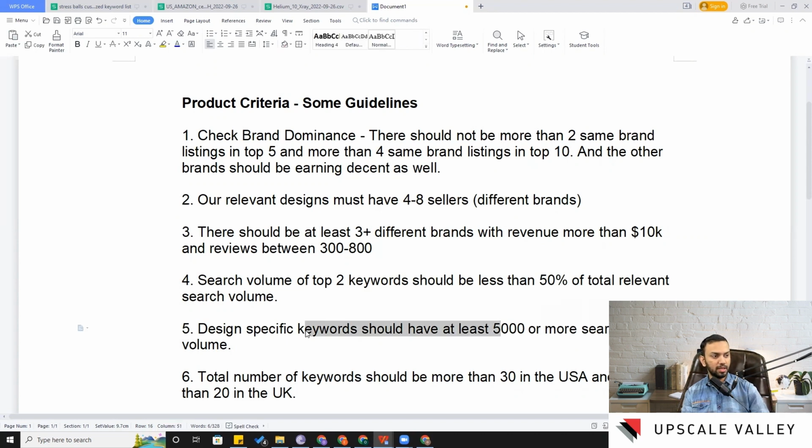So the design specific keywords should have at least 5,000 or more search volume. That's important because this is an exclusive set of keywords and exclusive search volume which you can grab, and you only have to compete with your similar design competitors rather than competing with maybe 1500 or 3000 or 4000 other design competitors as well. So it would make things quite simple, and this is going to be our go-to spot during launch, the primary preference keywords which we need to target.